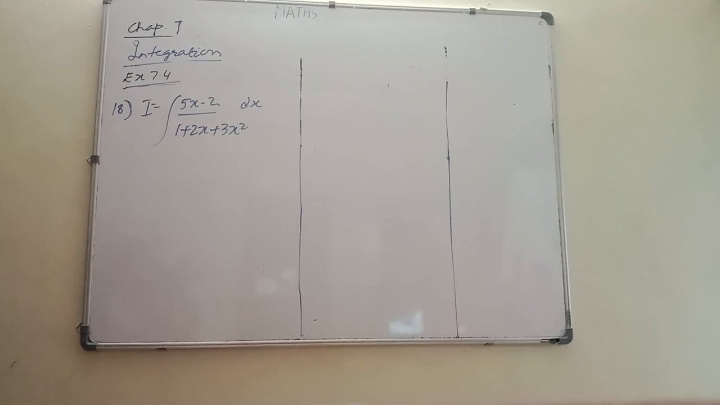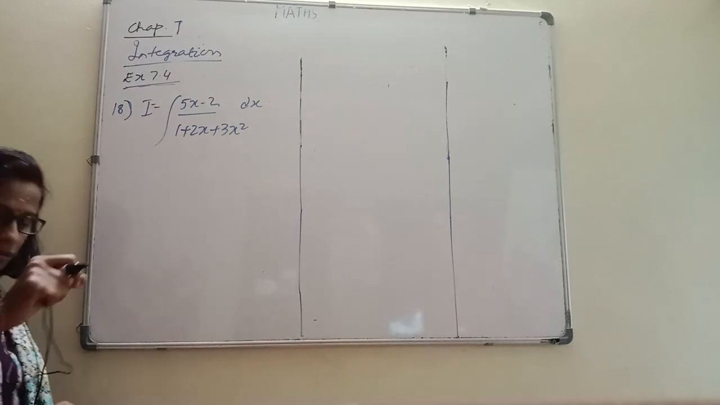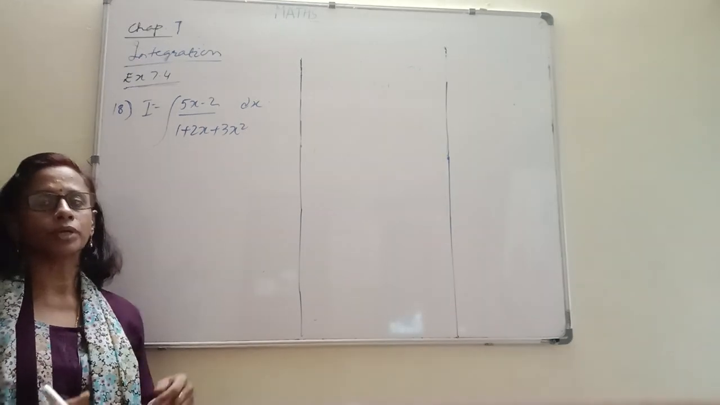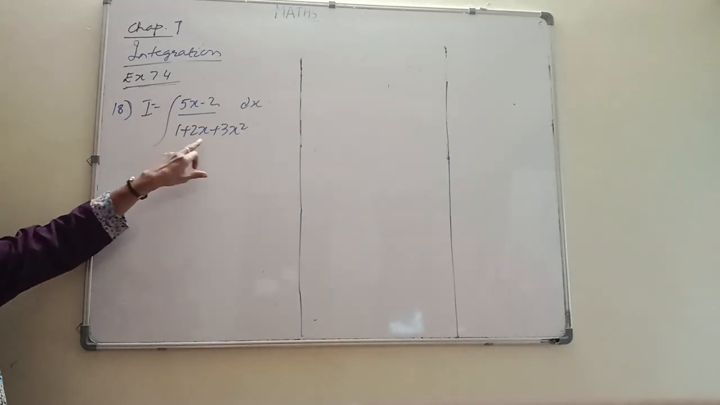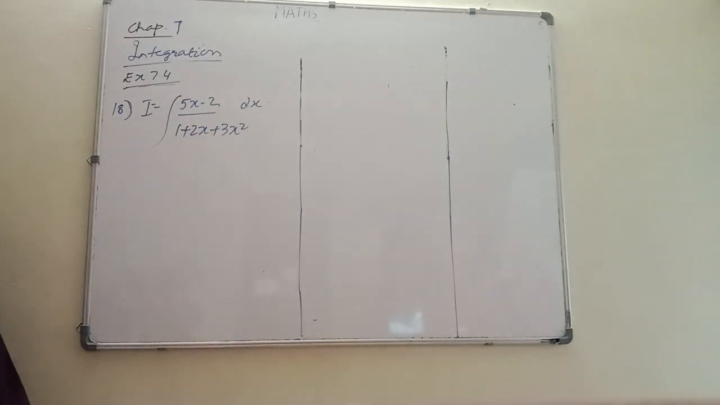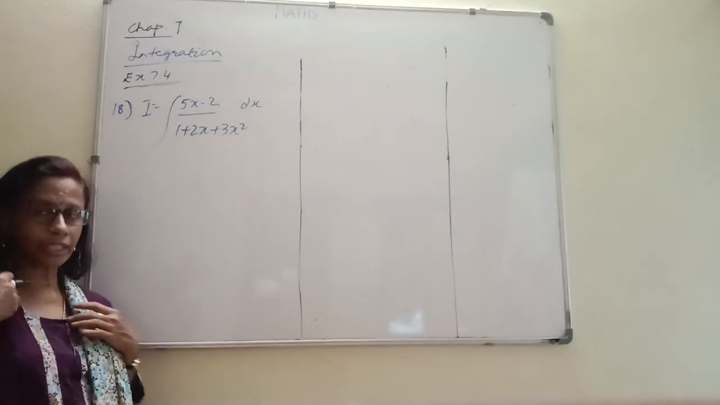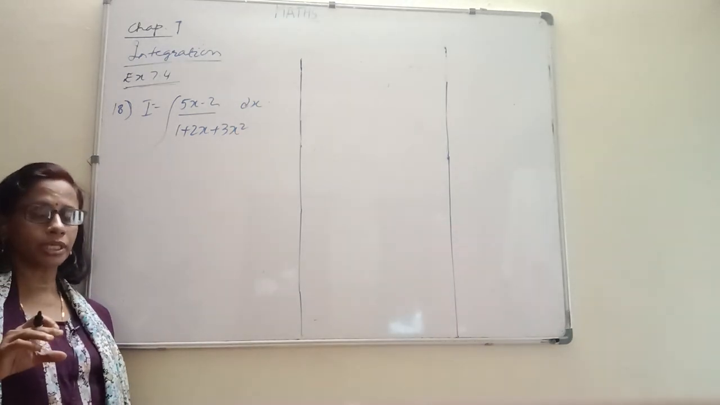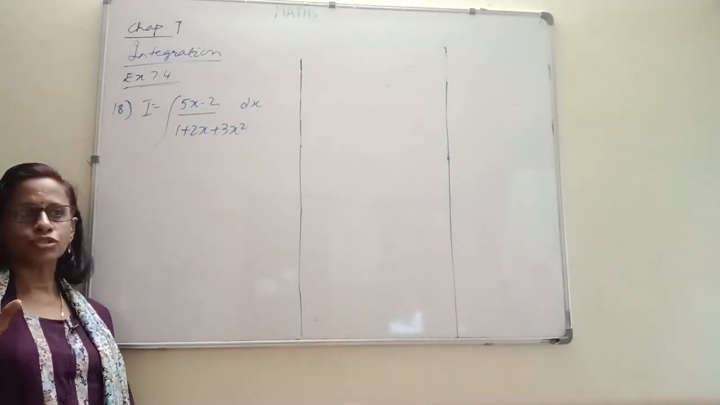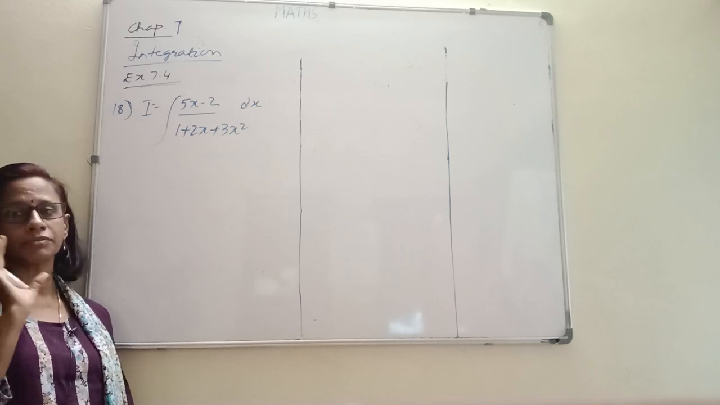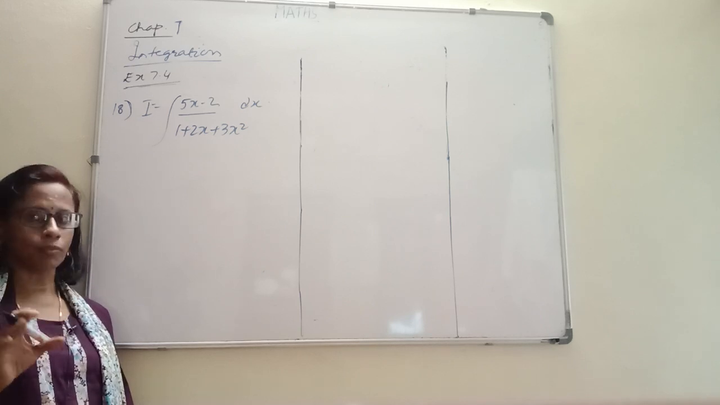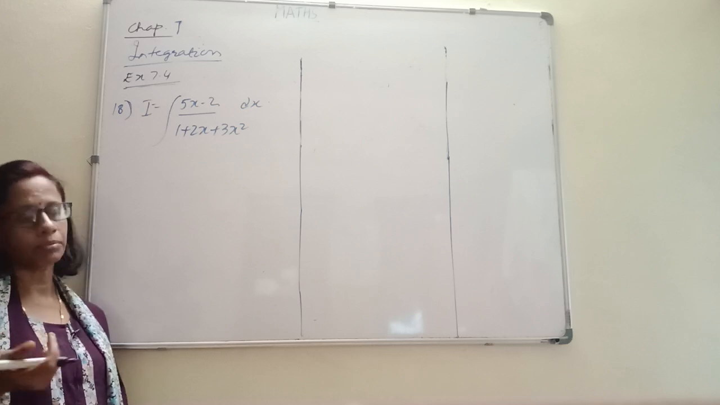Hello folks, we are once again back with exercise 7.4 and question number 18. We've got this integral: (5x minus 2) over (1 plus 2x plus 3x squared) dx. Whenever we have a quadratic in the denominator and a linear in the numerator, our first task is to check what the derivative is. If by any chance the numerator is the derivative of the denominator, it eases your work, but otherwise you'll have to do a bit of work.